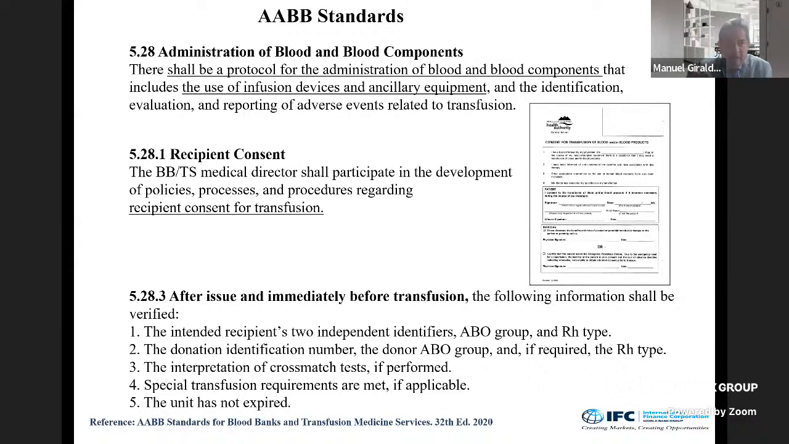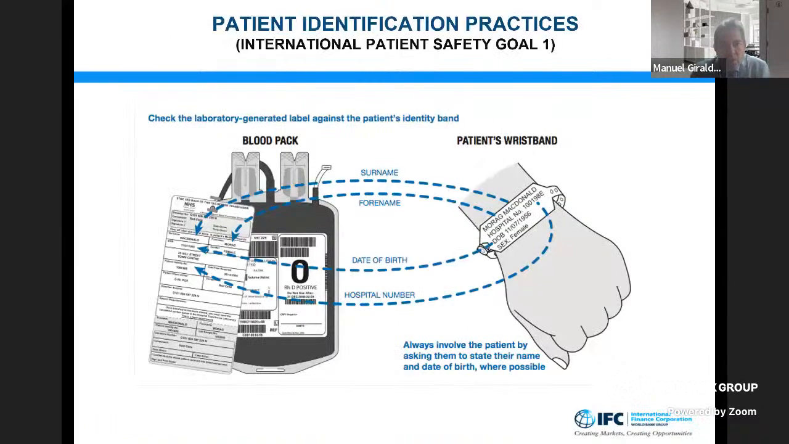After issuing and before transfusing the patient, the nurse or the provider will have to confirm those 5 key points that I have on my screen. This is the key during that process: confirming the name and the hospital ID, and asking the patient for their name and date of birth. Instead of calling them by name, ask them to state their name where possible. Obviously, you can't do that if it's a trauma case or if the patient is unconscious.